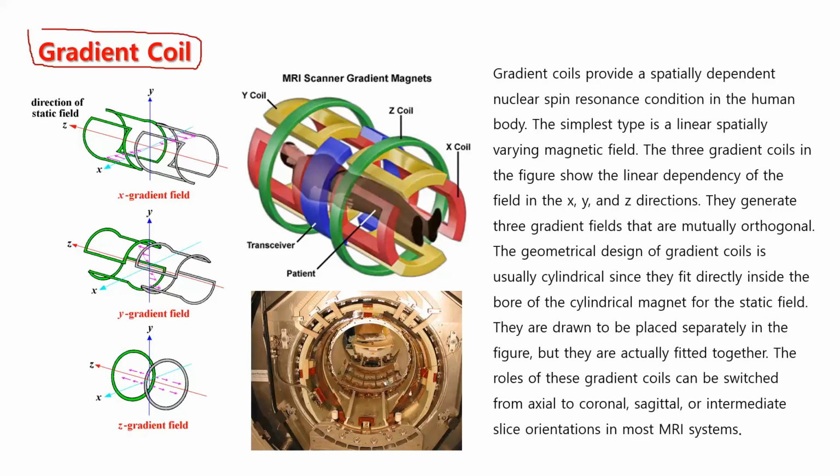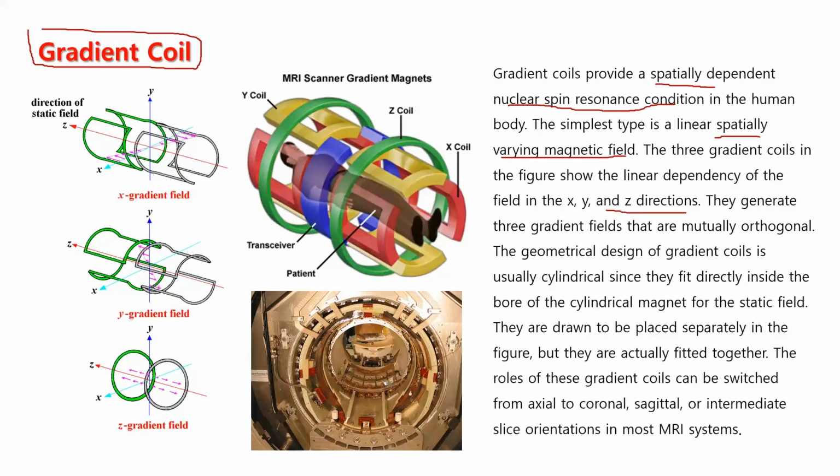Gradient coils provide a spatially dependent nuclear spin resonance condition in the human body. The simplest type is a linear spatially varying magnetic field. The three gradient coils in the figure show the linear dependency of the field in the x, y, and z directions.